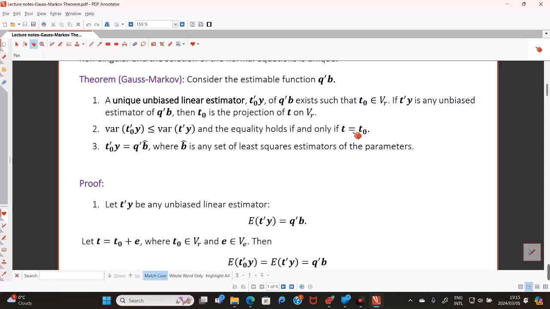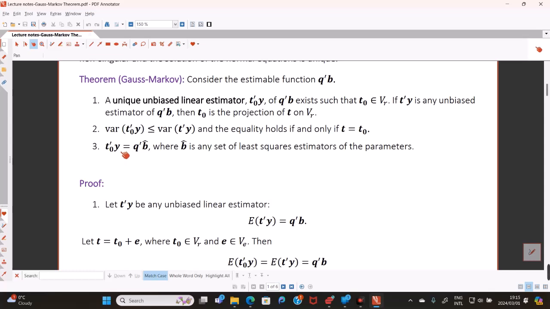Let me use the pointer. If t is equal to t naught, then the equality holds. But what is this t naught prime y? So there exists a unique unbiased linear estimator which has the smallest variance. But what is that? The third component reveals this.